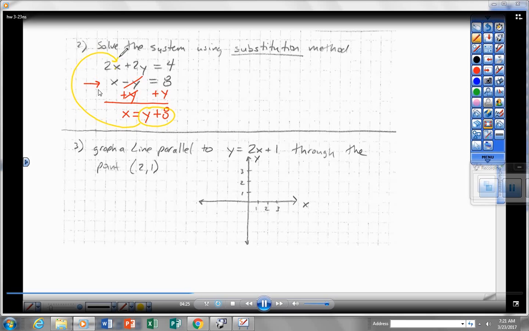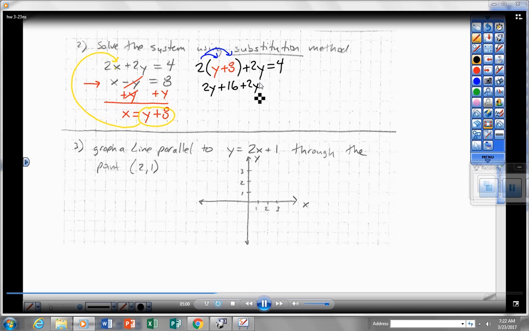So the first step, solve one of the equations for x or y. Second step, plug it in. So you can see that 2's still there, but where that x used to be, I'm putting in y plus 8. I still have that 2y, I still have that 4. This is definitely distribute. I'm going to multiply that 2 times the y and 2 times 8. This will give me 2y plus 16. 2 times y is 2y, 2 times 8 is 16.